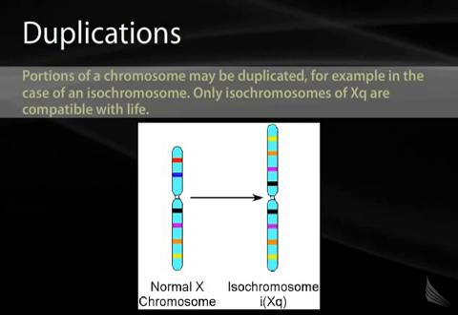Duplications mean that portions of a chromosome become duplicated, just like the name suggests. For example, in the case of an isochromosome, looking at the diagram, the Q arm of the X chromosome becomes duplicated and it actually takes over the P arm. The P arm becomes lost and you have a fusion of two Q arms, and you have what's called the isochromosome XQ. This is the only isochromosome that is compatible with life. So if you see isochromosome XQ, they're talking about this duplicative phenomenon, and this is the only one that is compatible with life.